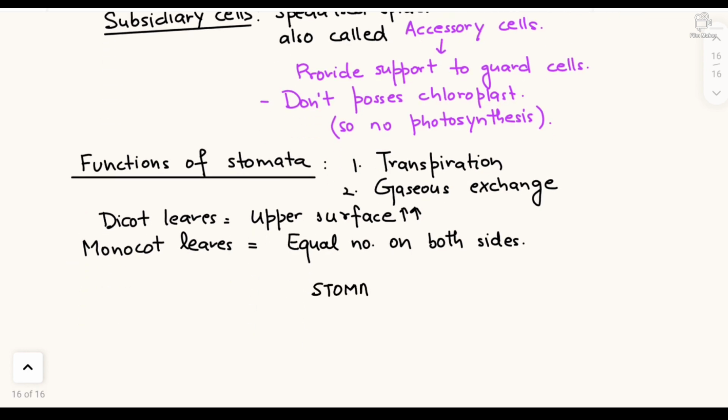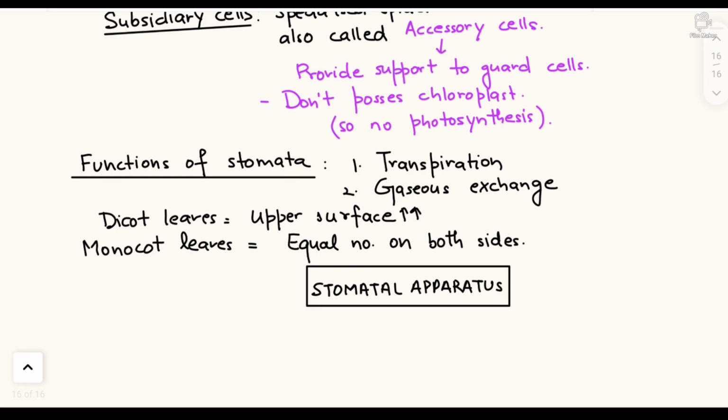That is isobilateral conditions in case of monocot leaves. So this is all about the stomata, which is the epidermal structure.